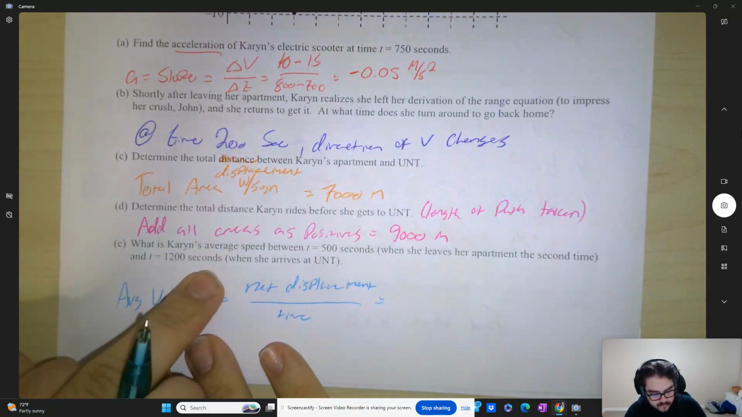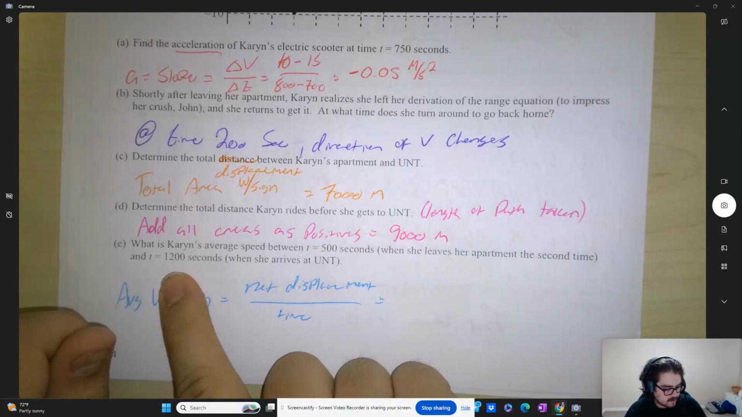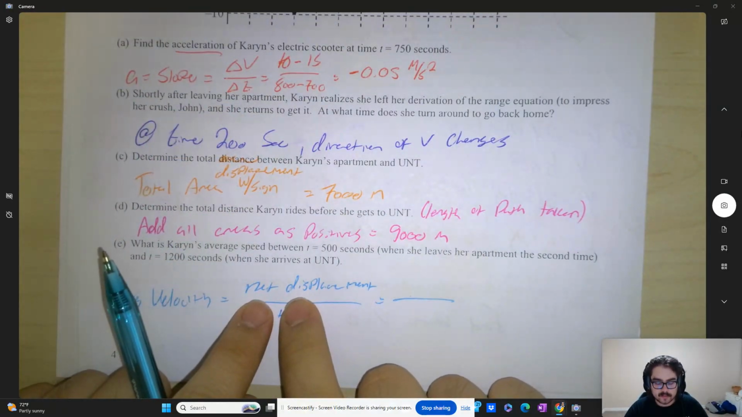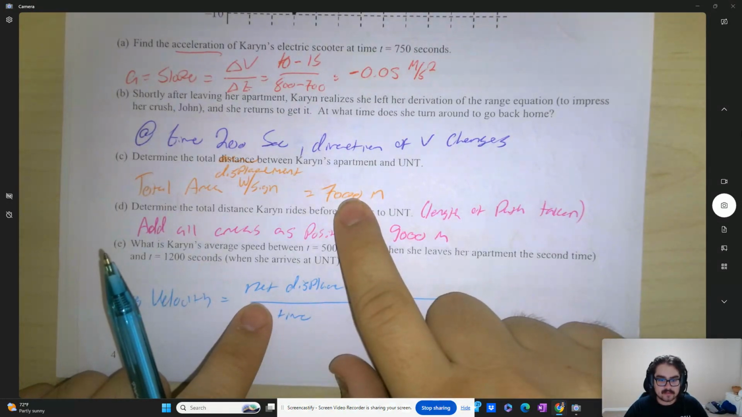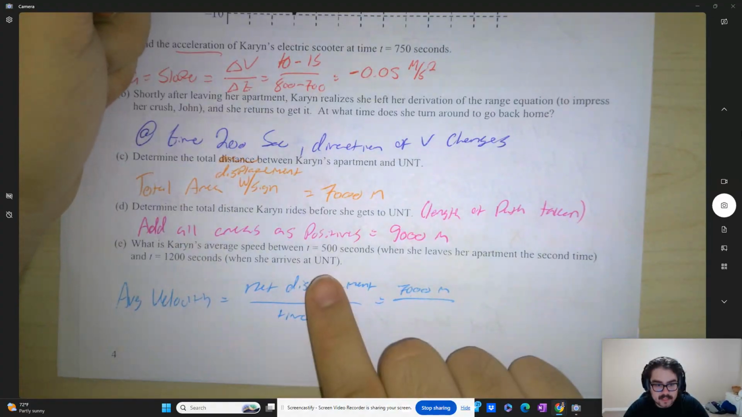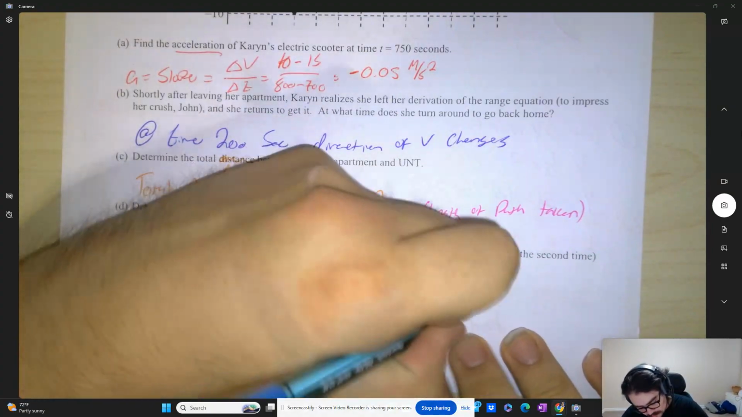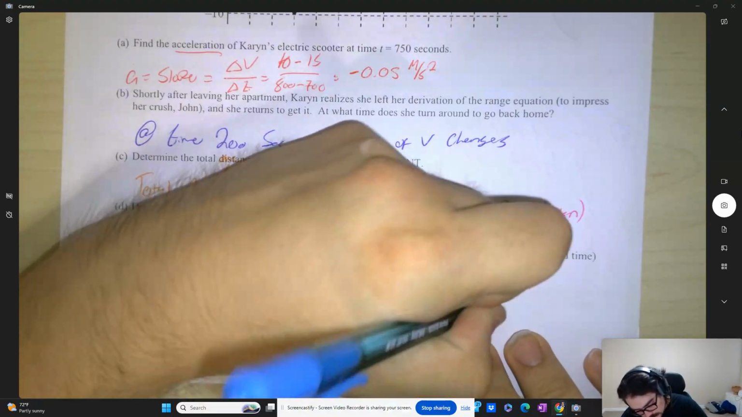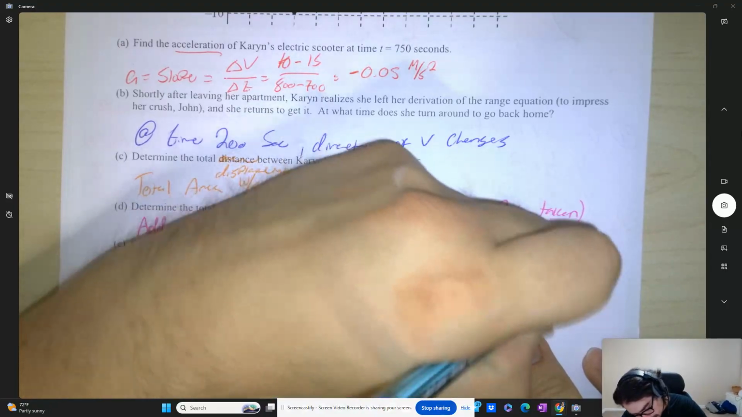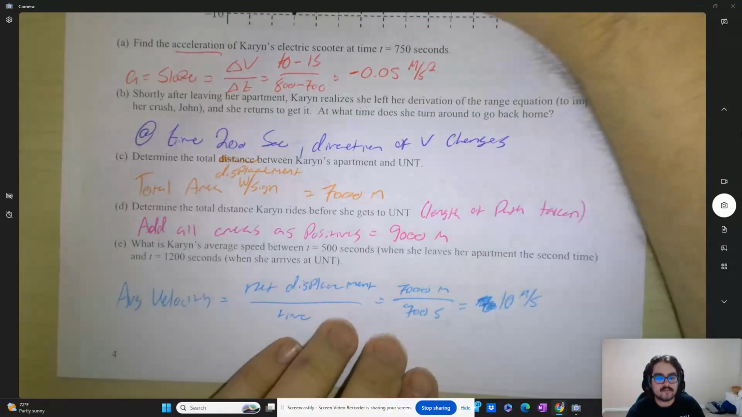And so from 500 to 1200, we already said that her net displacement when she leaves her apartment the second time is 7,000 meters. So the net displacement is 7,000 meters. The time that it takes for her to do this is the difference between 1,200 and 500, which is 700, and you should end up getting 10 meters per second for her average speed.